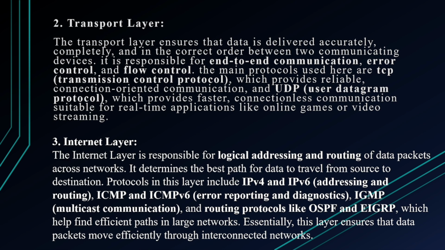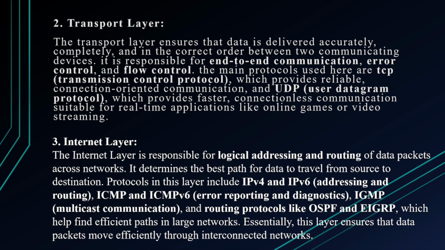Now, there are two main protocols used in this layer, TCP and UDP. TCP, Transmission Control Protocol. This is reliable. Before sending data, TCP checks that the connection is good. It then sends the data in the correct order and makes sure everything arrives completely. It's like sending a registered letter, you get a confirmation that it arrived. However, because it's so careful and reliable, it's a bit slower.